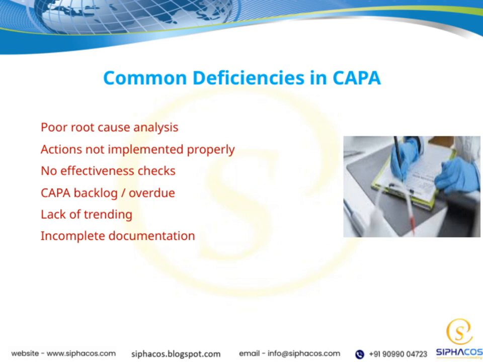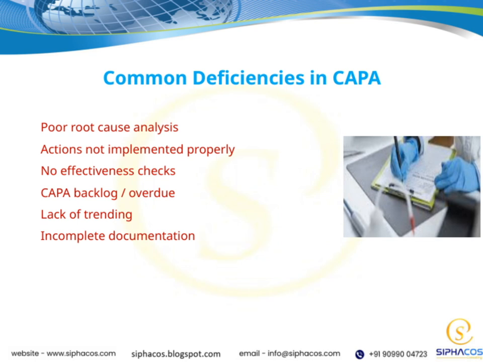Another issue is the lack of effectiveness checks. It's not enough to just implement a solution. We need to verify that it actually works and prevents recurrence. We also see CAPA backlogs or overdue actions, which can delay resolution and impact compliance. Trending is another critical area. Without analyzing data over time, we miss patterns that could help prevent future issues. And finally, incomplete documentation can cause confusion and hinder audits or continuous improvement efforts.